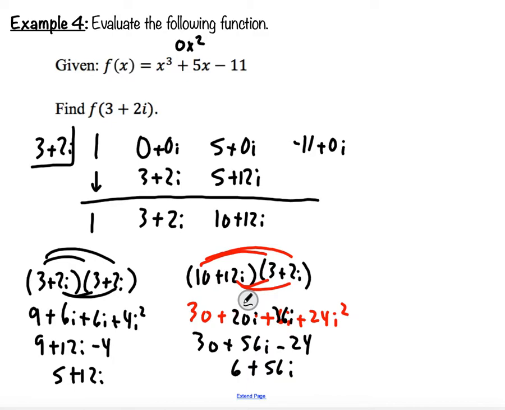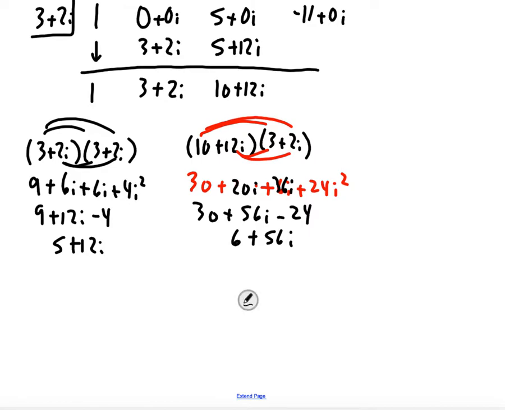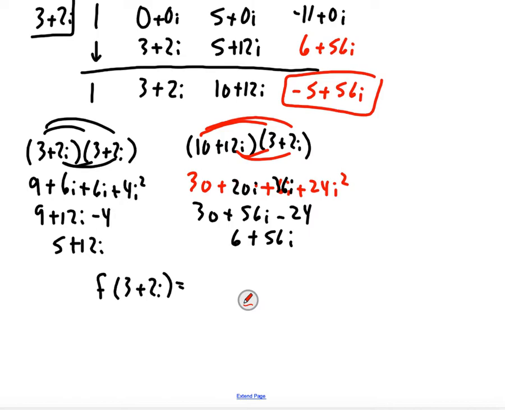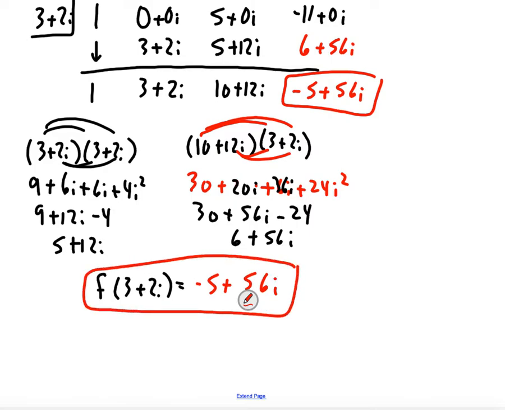So answering the question there, f of 3 plus 2i is equal to 6 plus 56i. No, that's going to go back up there. Sorry. Lost my train of thought here. I'm going to put that back up here. Now we're supposed to add that together. So -5 plus 56i. That is our solution.